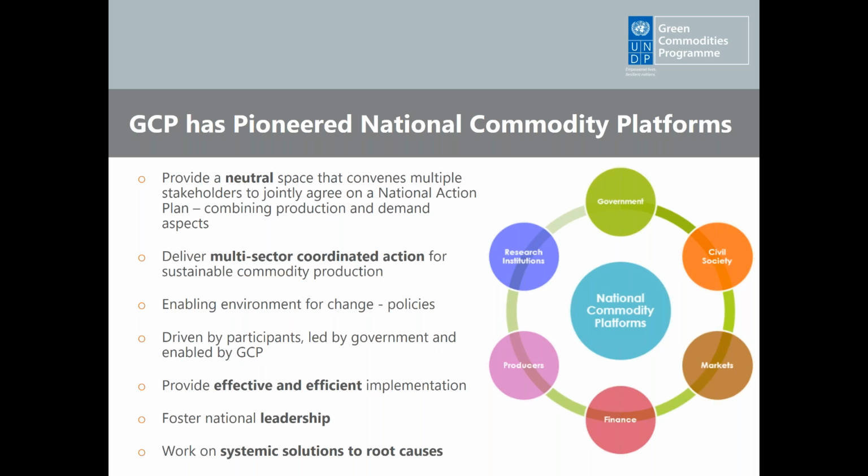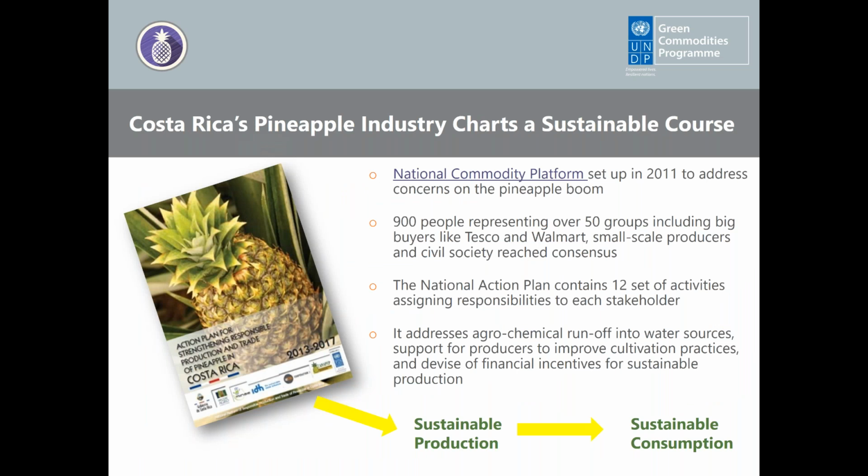Let me just give you one example on Costa Rica's pineapple industry. In Costa Rica, a national commodity platform was set up in 2011 to address concerns on the big pineapple boom that was driving deforestation. 900 people representing over 50 groups, including big buyers like Tesco and Walmart, and small-scale producers and civil society, were able to reach a consensus on the National Action Plan.